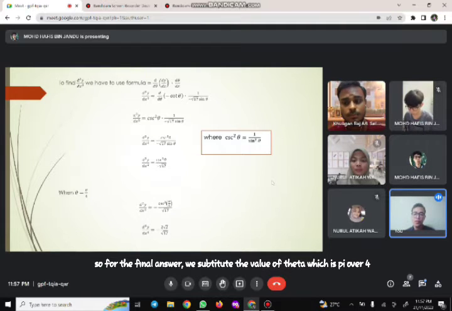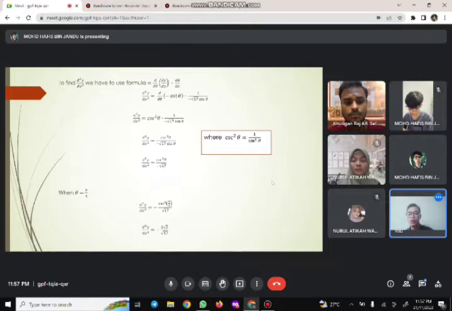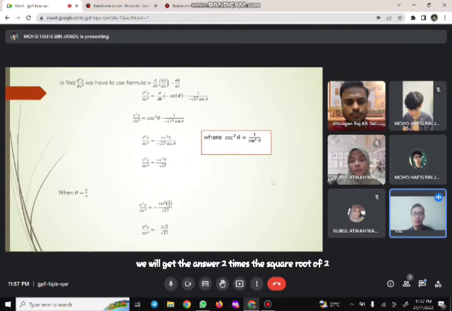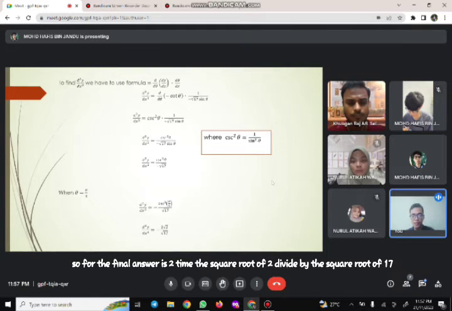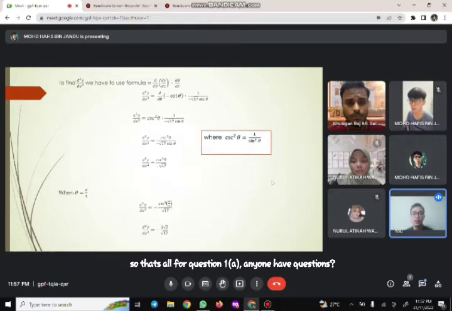So for the final answer, we substitute the value of theta, which is pi over 4. We put the value cosecant cubic pi over 4, we will get the answer 2 times the square root of 2. So the final answer is negative 2 times the square root of 2 divided by the square root of 17. So that's for question 1A. Any question?